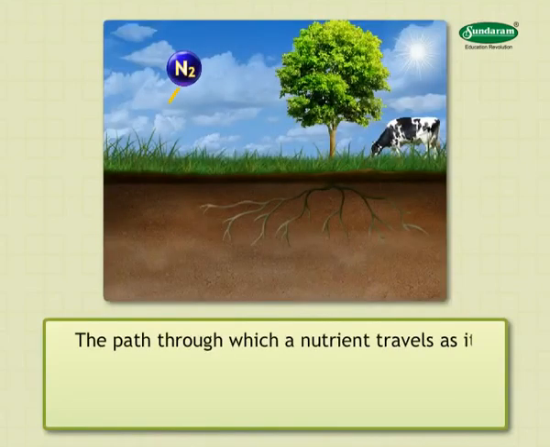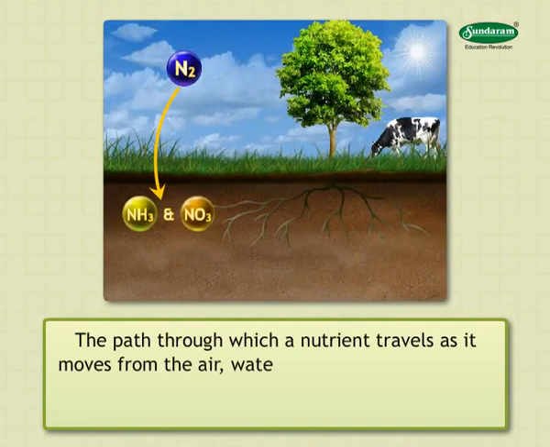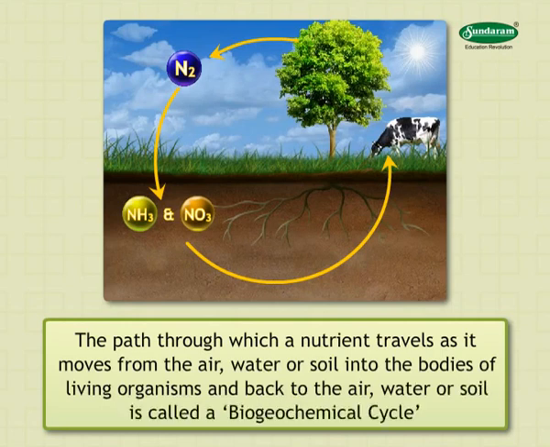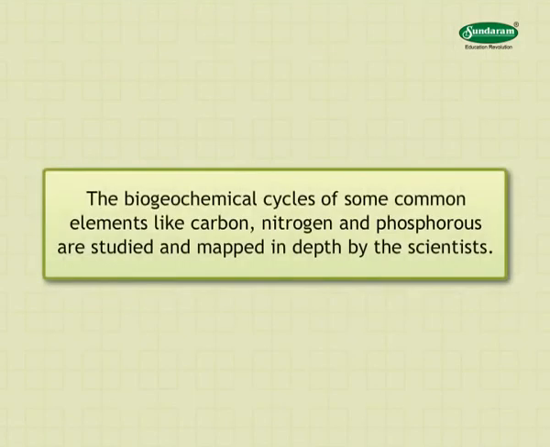The path through which a nutrient travels as it moves from the air, water, or soil into the bodies of living organisms and back to the air, water, and soil is called a biogeochemical cycle. The biogeochemical cycles of some common elements like carbon, nitrogen, and phosphorus are studied and mapped in depth by scientists.